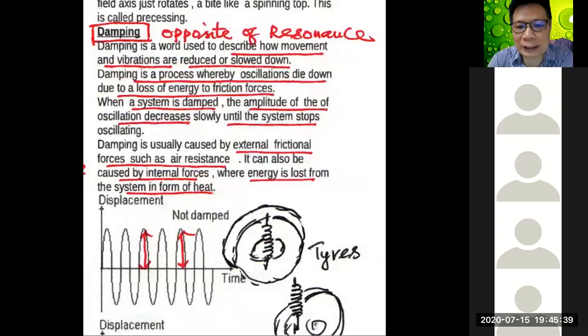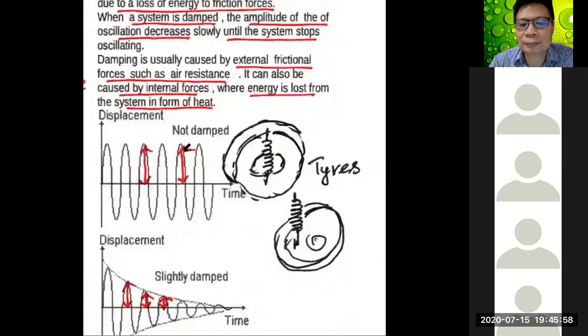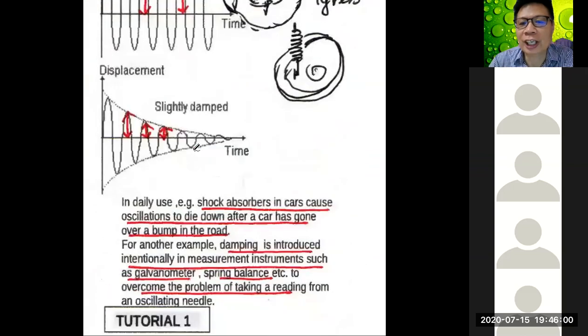Last question. Can you give two examples where damping actually can help us? Two examples where damping is good to us. Shock absorbers in cars. Yes, shock absorber in a car.